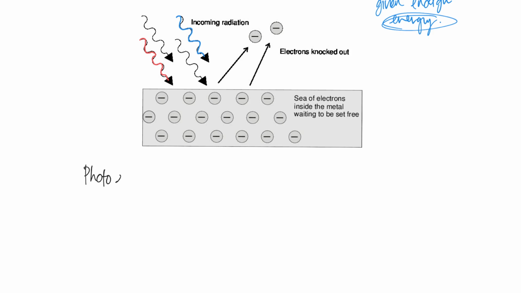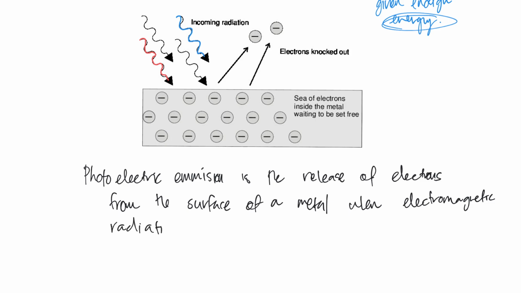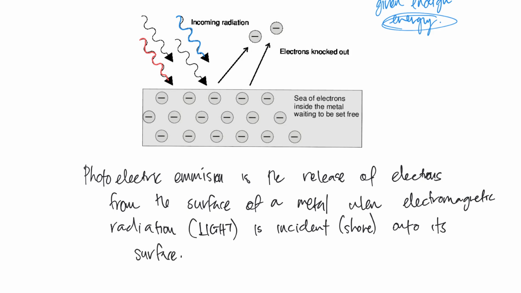The photoelectric emission is the release of electrons from the surface of a metal when electromagnetic radiation, in other words light, is incident, or we can use shone, onto its surface. All right.